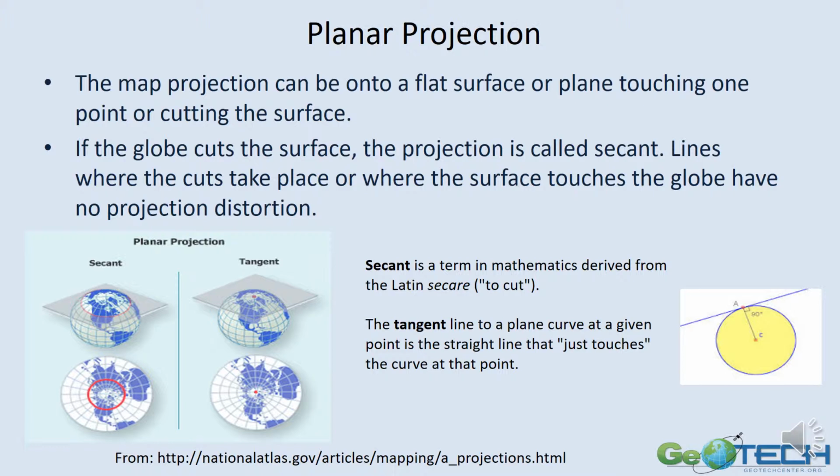So here are two examples where we have a secant, it's cutting through the plane, and you can see the red surface area that has little to no distortion. On the other one, where it just touches in one spot, only at that one spot is there little distortion.